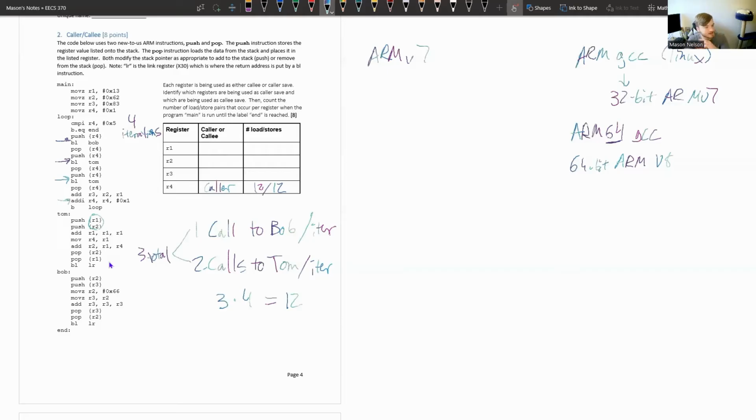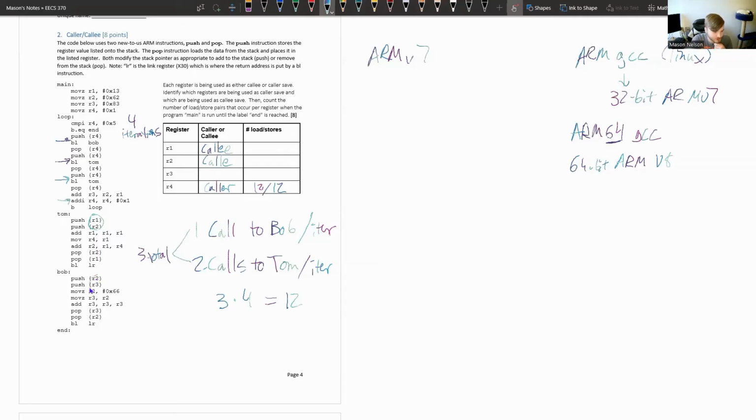Notice that since Tom didn't modify register 1 and register 2 before it pushed them, that must mean that it's saving the caller's values. So Tom is the callee, so this is a callee save of registers 1 and 2. Now, I'm not going to answer how many loads or stores we have yet until we look at Bob. You'll see why. Bob does something similar.